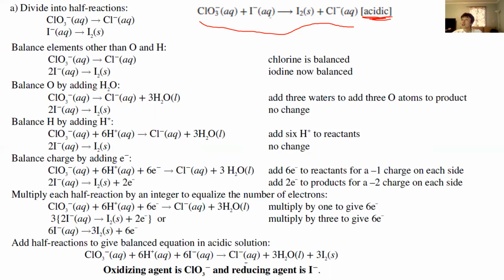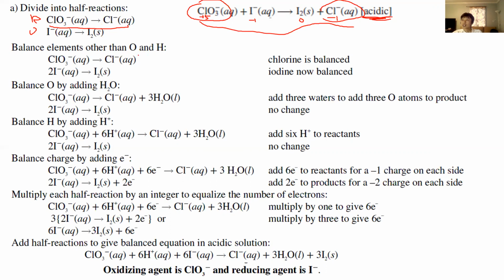So first, let's find out the pairs. First I have ClO3-, chlorate, and chloride. This is one pair. Here, chlorine is +5 and chloride is -1, so it's being reduced. This is where the reduction happens. The other one must be oxidation: iodide is -1 and iodine is 0. So this is oxidation.